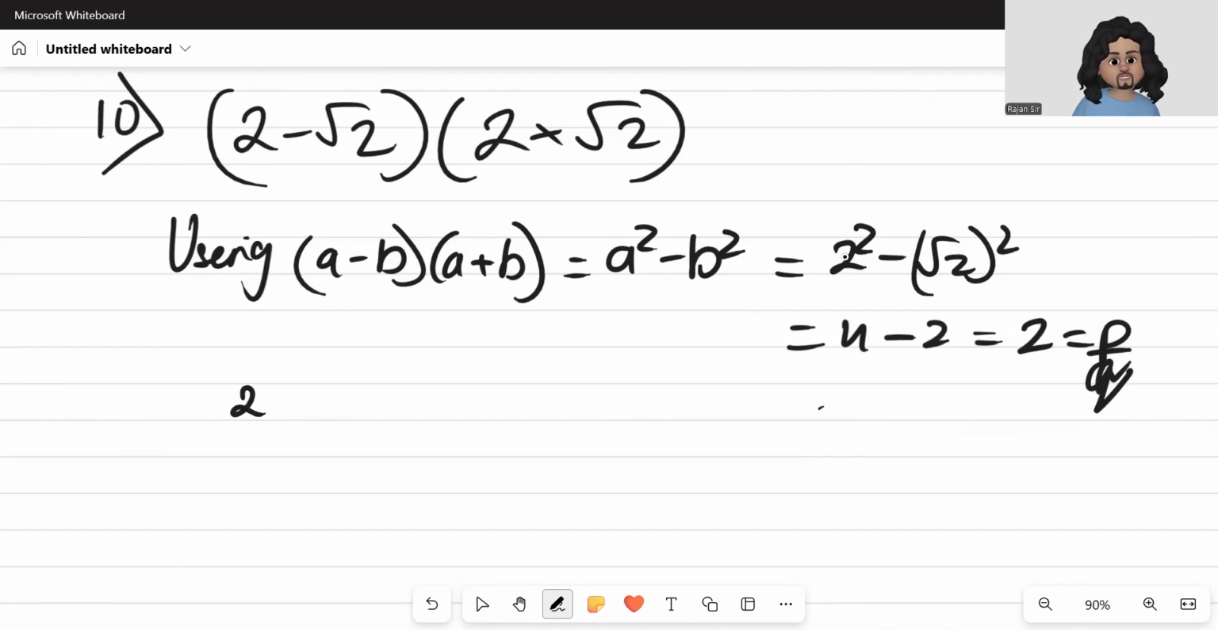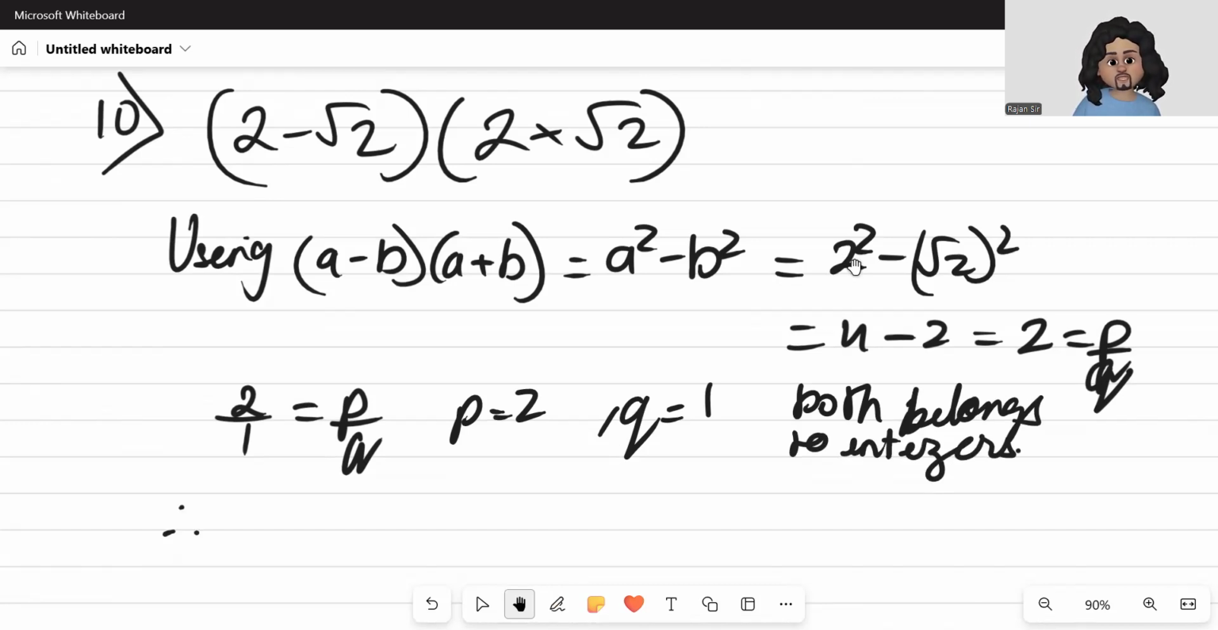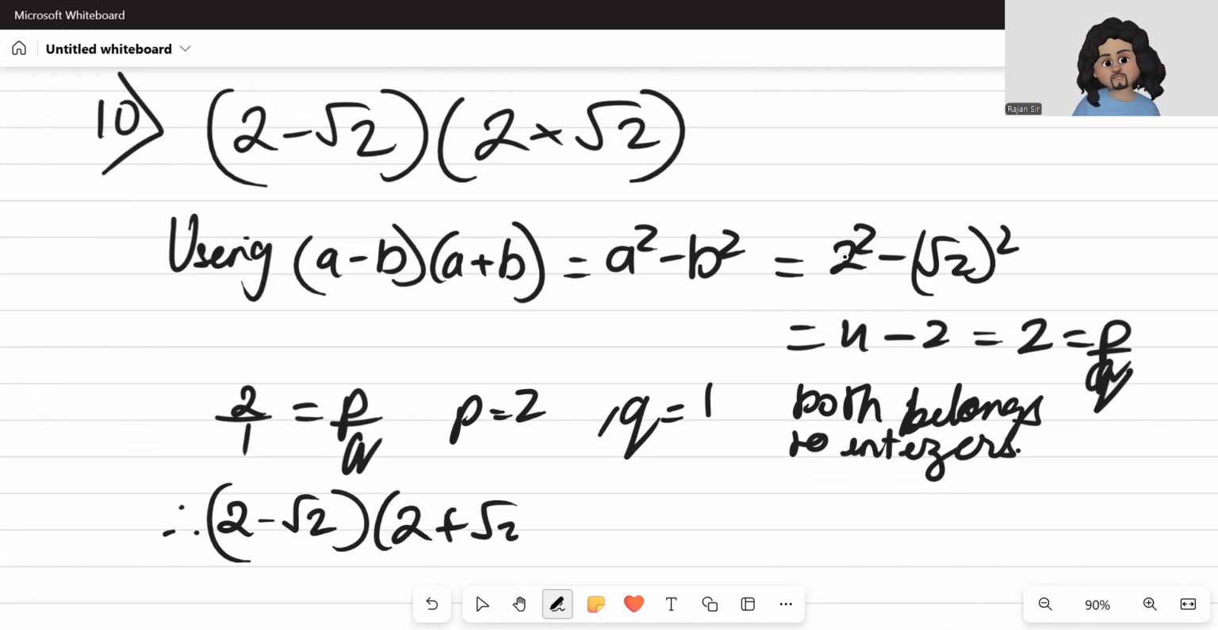2 can be written as 2 by 1, which is p by q, where p is equal to 2 and q is equal to 1, and both belong to integers. Therefore, now understand, here you will not write that 2 is the rational number. You will write the whole thing. You will write therefore 2 minus root 2 times 2 plus root 2 is a rational number.